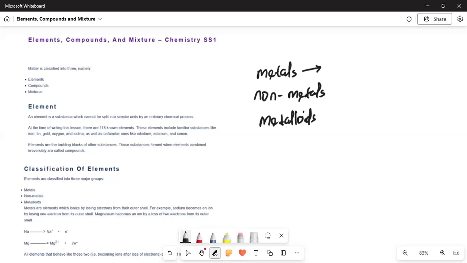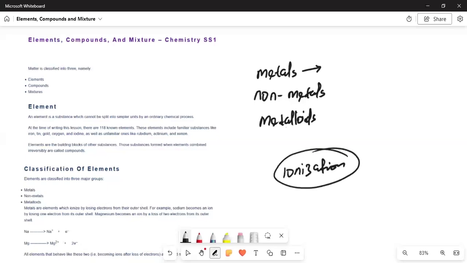Now, what does it mean to become an ion? Elements in their natural state are usually neutral, but sometimes conditions may happen that they become charged particles, either negatively charged or positively charged. The process of becoming a charged particle is what we call ionization. That is when an element loses an electron or gains an electron to become a charged particle.